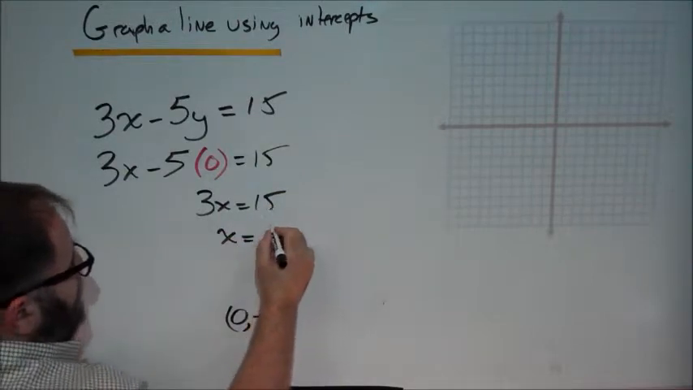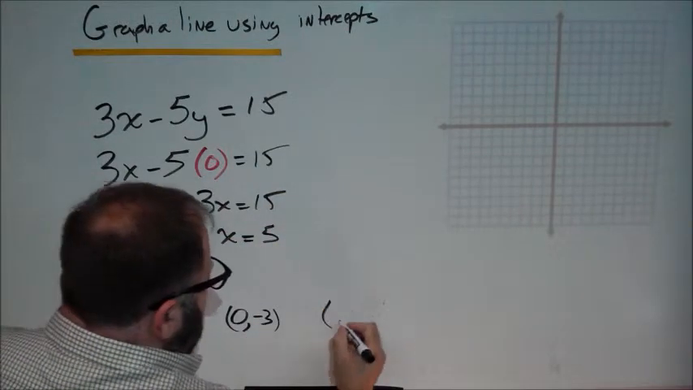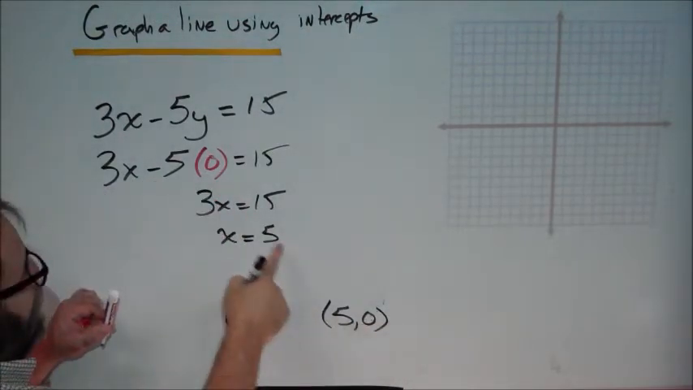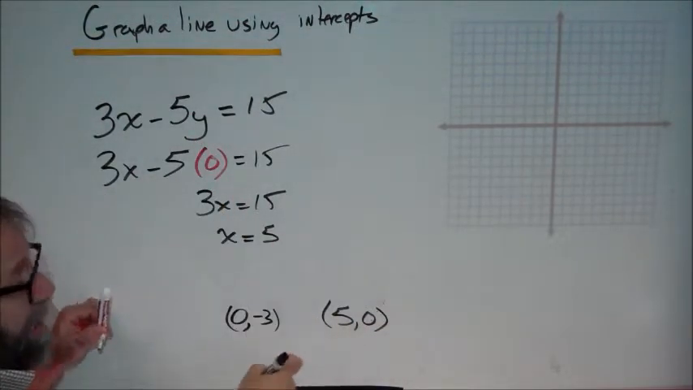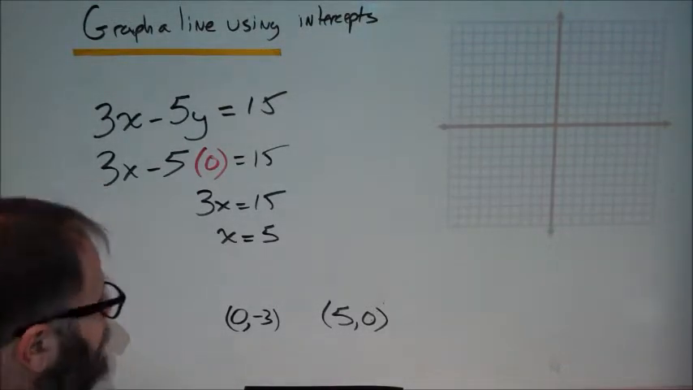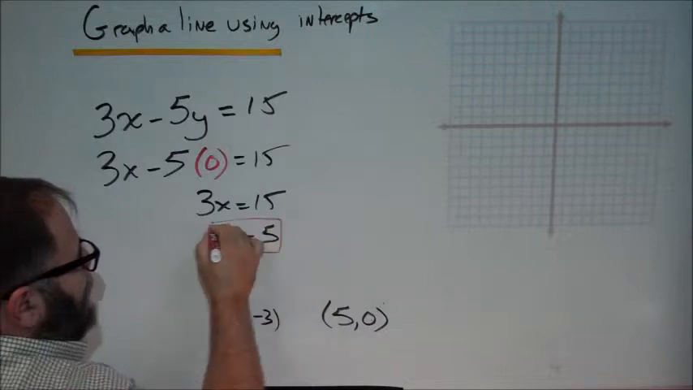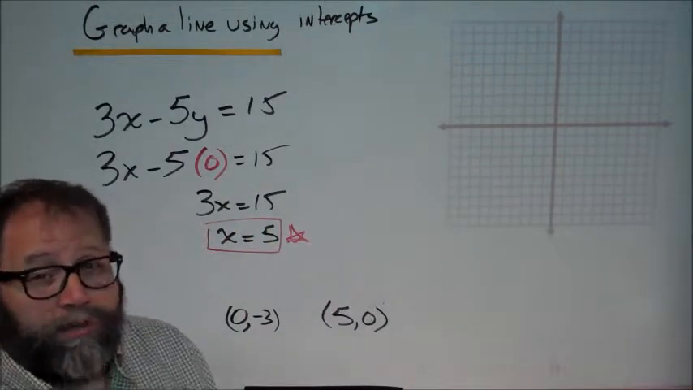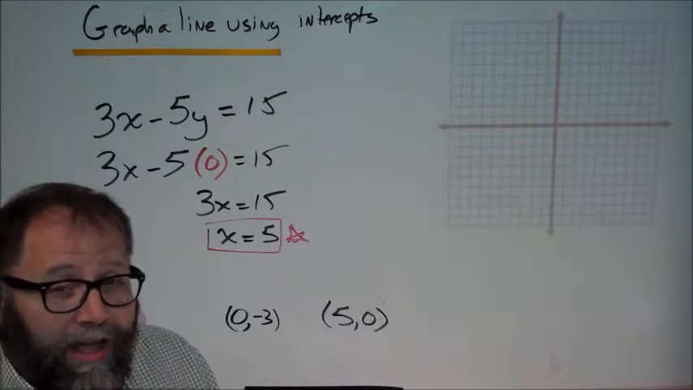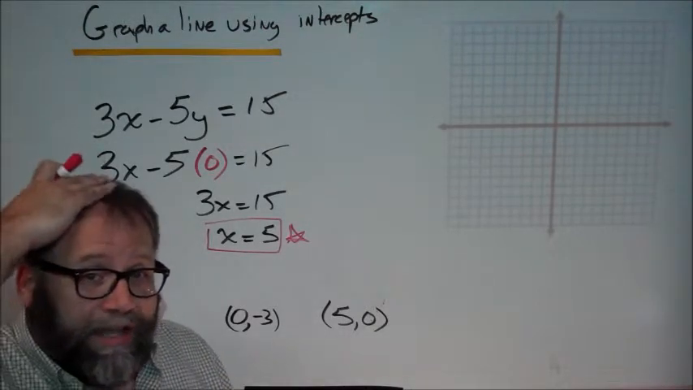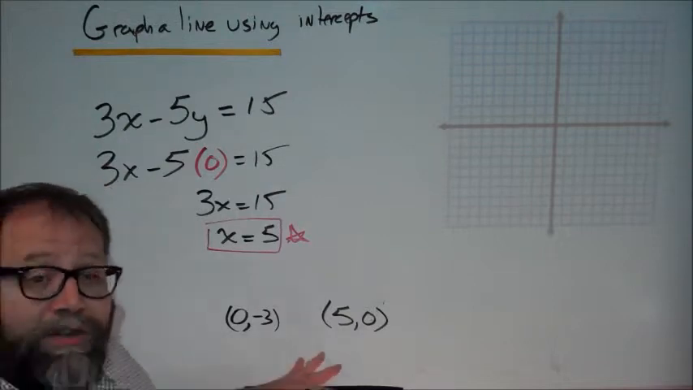X equals 5, which means my other point is 5 comma 0. My y is 0, my x is 5. I can't stress enough the importance of making sure you write a statement like this at the end in order for you to keep track of what you've determined. It helps to be able to look at your paper and know what you did rather than keeping that stuff in your memory. Anyway, let's graph this.